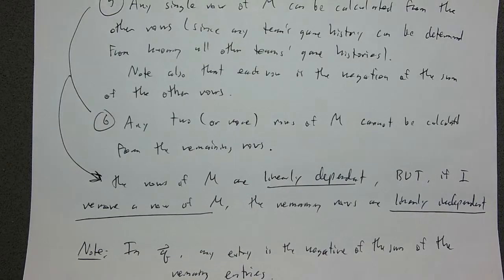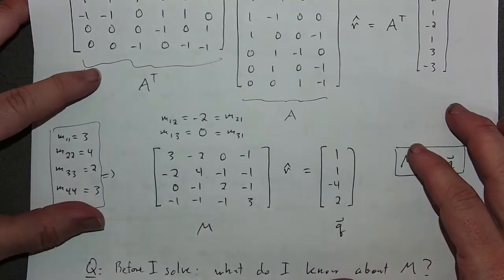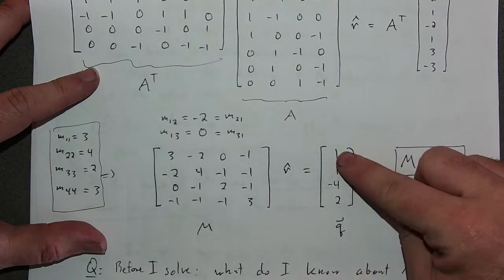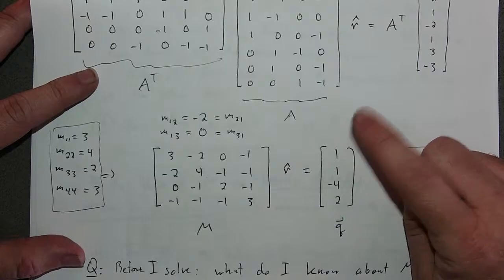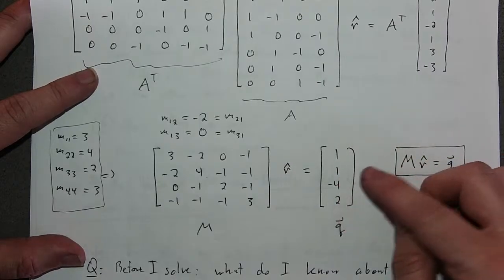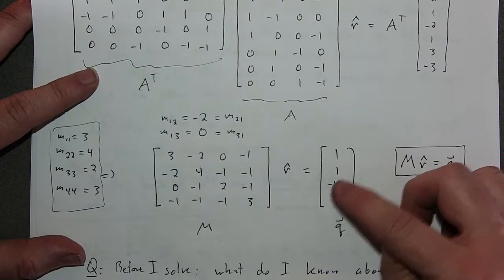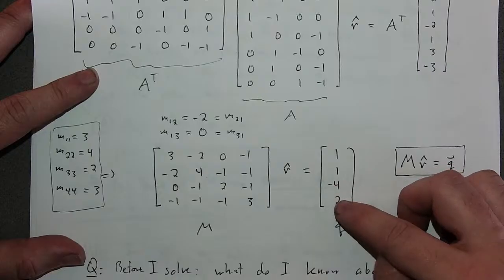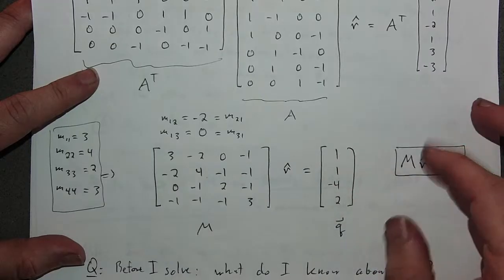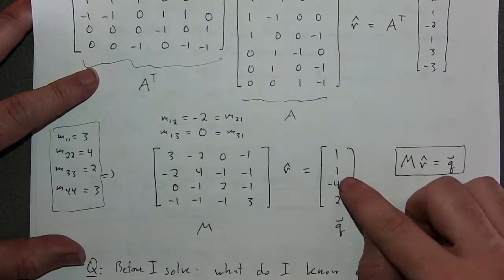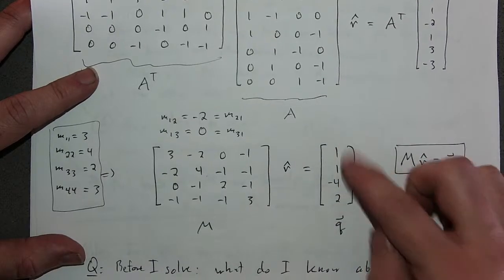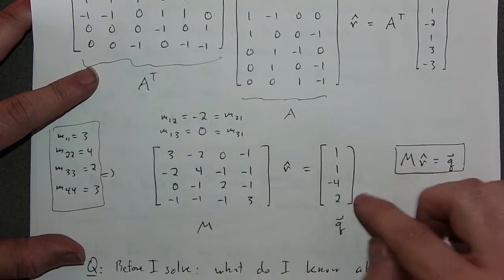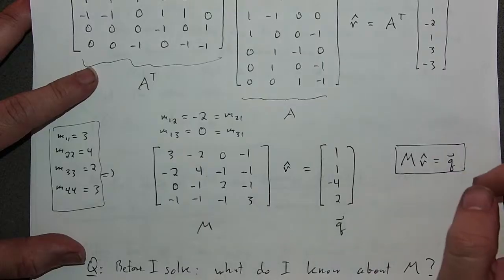Let's go back and see. So, for instance, here's my Q. Let's look at 1. Is 1 the negative of the sum of the remaining entries? The sum of the remaining entries is 1 plus minus 4 plus 2, which is minus 1, and 1 is in fact minus minus 1. Minus 4, the remaining entries are 1, 1, 2. Summing that, I get 4. Minus 4 is in fact minus 4.